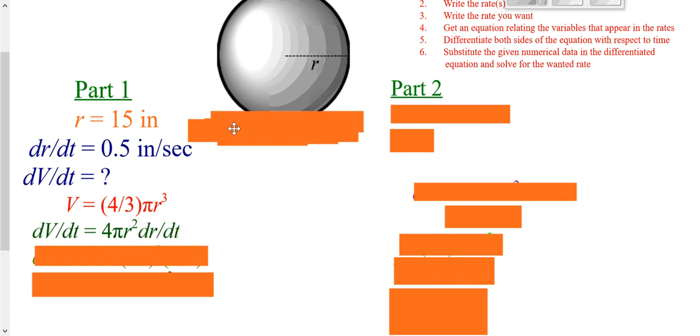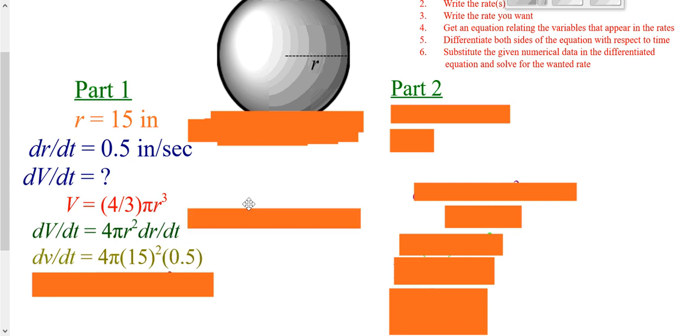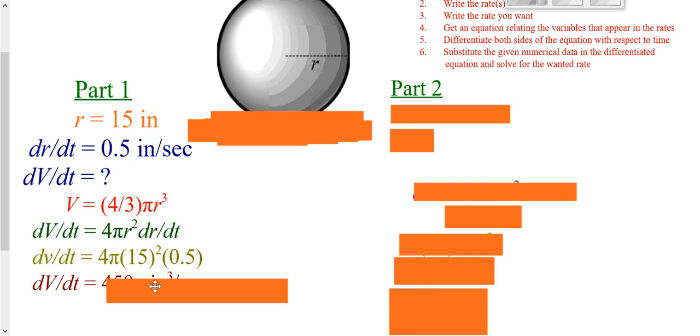So now we can go ahead and find our dV/dt because we know r is 15. Plug it in. We know our dr/dt is 0.5, sorry about that. And then we could throw that in our handy dandy calculator or do it in our head, and we get 450 times pi inches cubed per second. So we're dealing with units of volume over units of time. Our only length was in inches, but remember volume is your units cubed, so it's inches cubed per second.